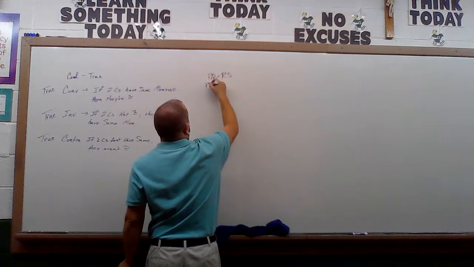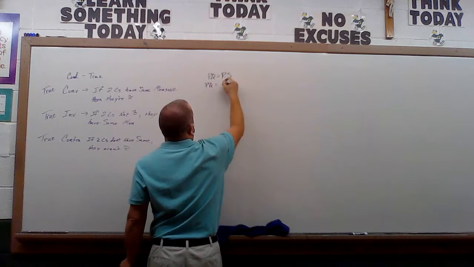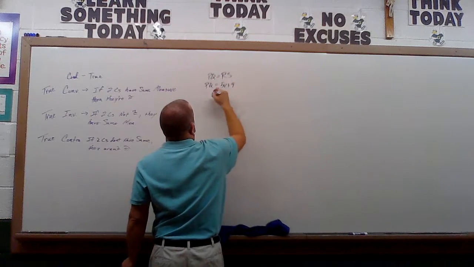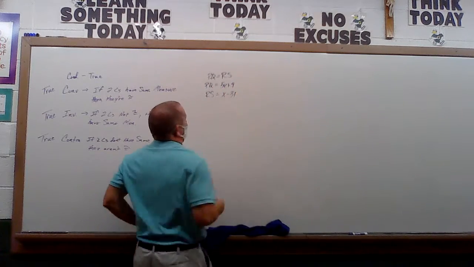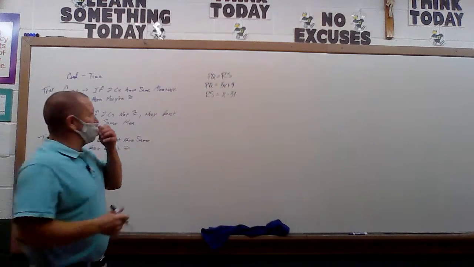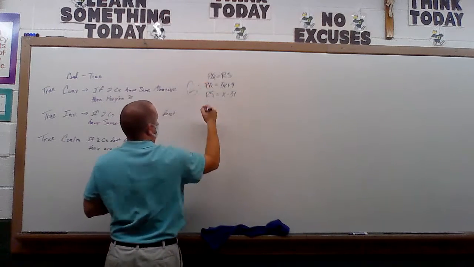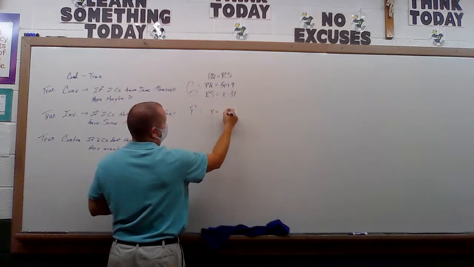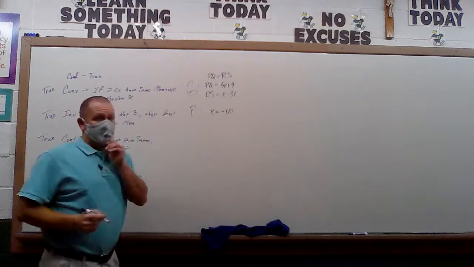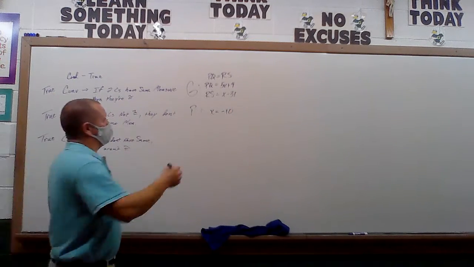What's PQ? 5x plus 9. And RS? x minus 31. Thank you. So again, this would have been all that was given. What was the proof statement? -10. So again, what's my first step?